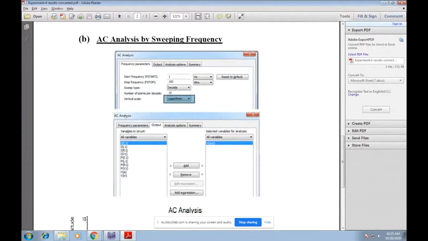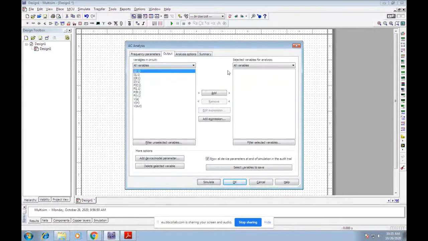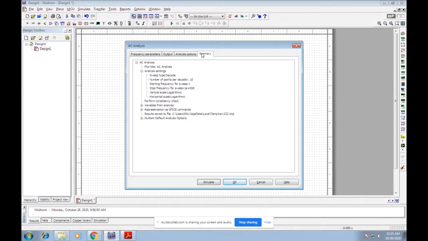Then go to output. Select output and select variables for analysis. You have to select V out. So go to the output, the next tab. Select the variables, meaning we have to select only the output voltage. Click on add, and you can see the output voltage appear here. For the analysis option, we will use the default. The title is AC analysis as well. Summary is okay. Then click on simulate.